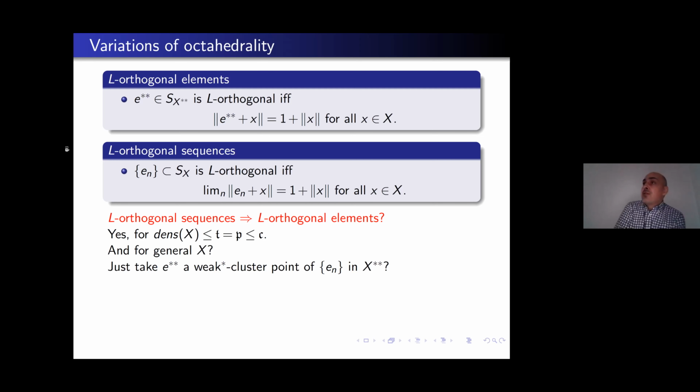And what we found, and this is what I'm going to talk about now, is that it's not true that if you take any cluster point, it's going to give an L-orthogonal element. In fact, the following statement is independent of the usual axioms of set theory: every L-orthogonal sequence has an L-orthogonal weak star cluster point. This is true in some models of set theory, and false in other models of set theory.